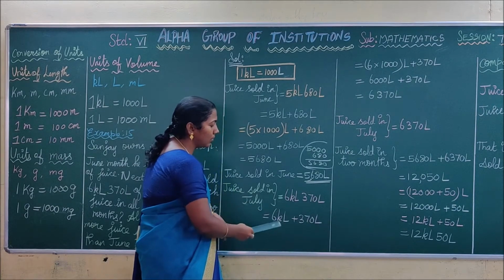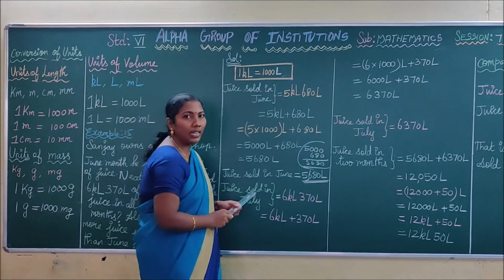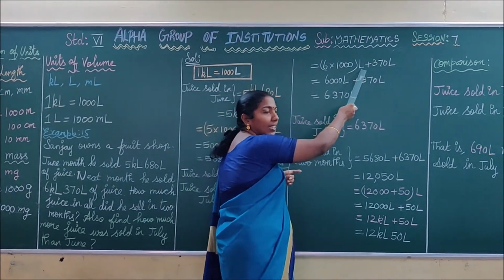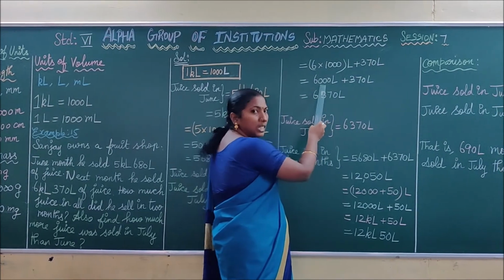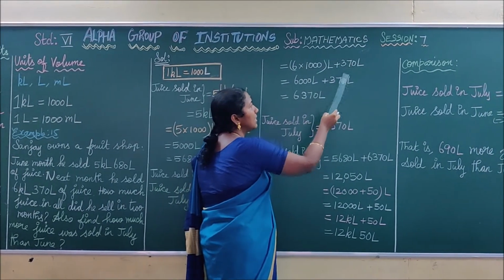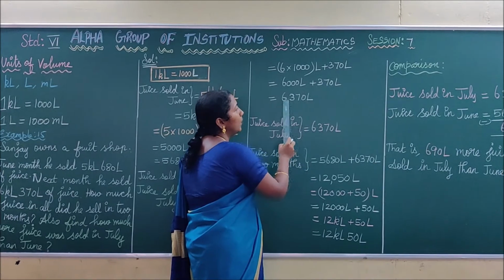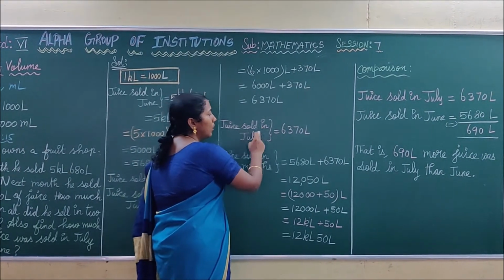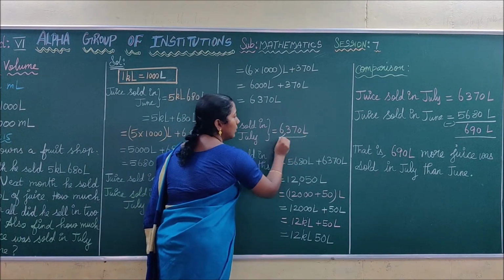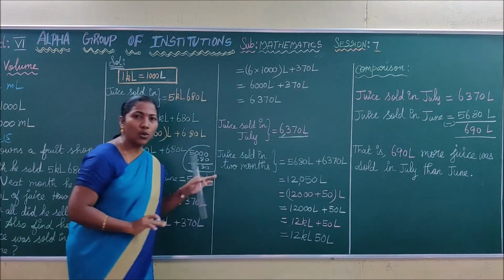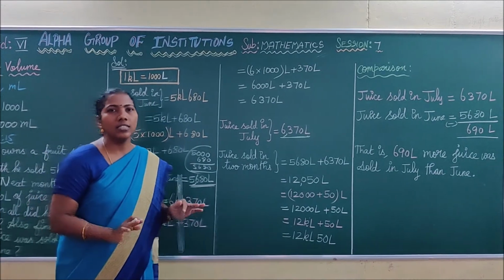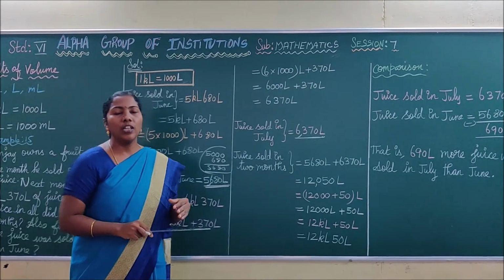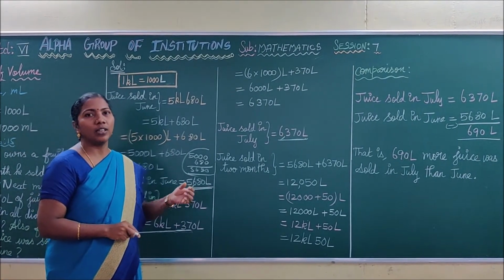Now we are going to convert this 6 kiloliter into liter by multiplying 6 by 1000 and writing the unit here as liter. Thus we get 6 into 1000, 6,000 liter plus 370 liter. By adding these two we get 6,370 liter. That is, juice sold in the month of July is 6,370 liter. So far, what we have done is convert the given data into a single unit. Now we are going to find the answers for the given questions.